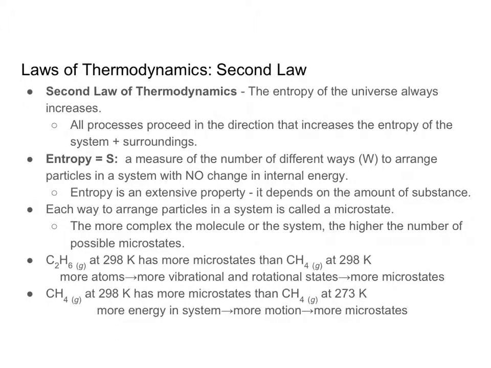It's my understanding that in physics, you just talk about entropy as being chaos or chaotic, but you don't really assign a value to it, at least in the scope of this class. But for chemistry, entropy is designated as S. And it's a measure of the number of ways to arrange particles in a system with no change in internal energy. So what that means is, if I have a bucket of Legos, I can potentially build multiple different structures, as long as when I build those different structures, I don't change the energy of the system.